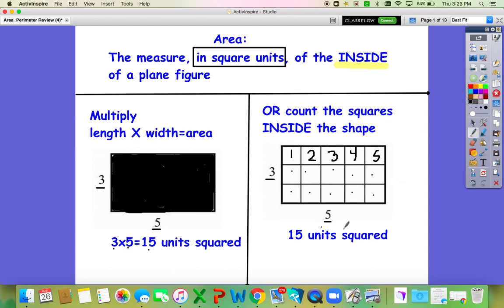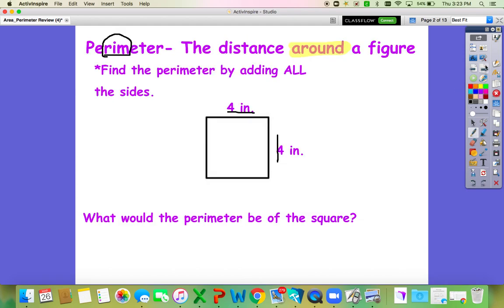Did you guys notice that this is an example of an array? That's how I can multiply 3 down times 5 across. Going over to perimeter. Perimeter, again, remember, is the distance around a figure. And the perimeter can be found by adding up all of the sides.